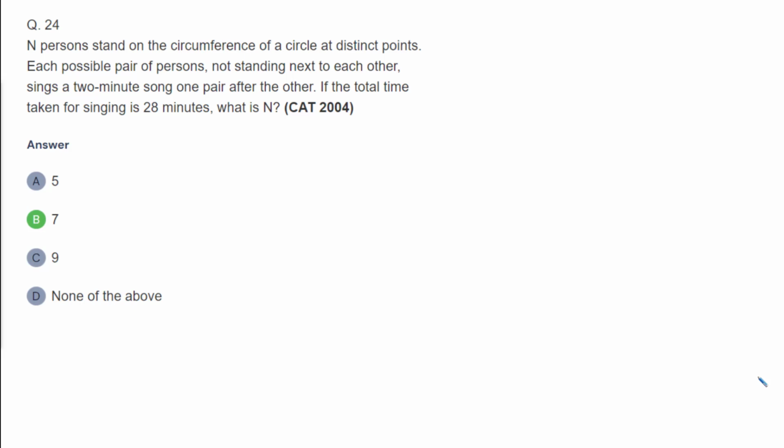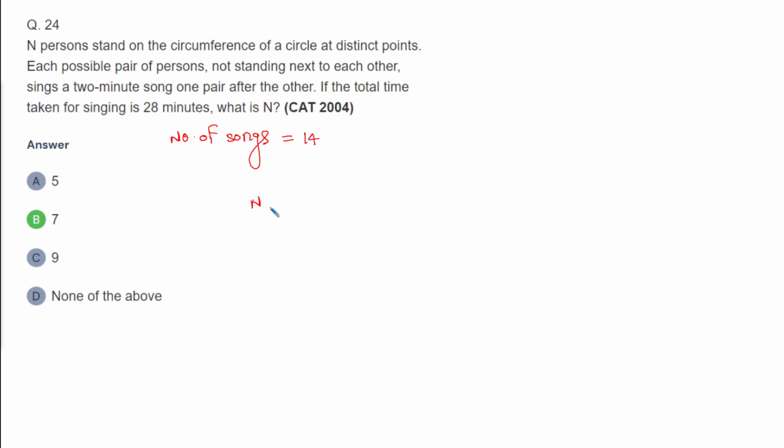Question number 24 is from CAT 2004. N persons are standing on the circumference of a circle at distinct points. Each possible pair of persons not standing next to each other sings a 2-minute song, one pair after the other. If the total time taken for singing is 28 minutes, what is the value of n? Each song is 2 minutes, total time taken is 28 minutes. It means the number of songs is equal to 14.